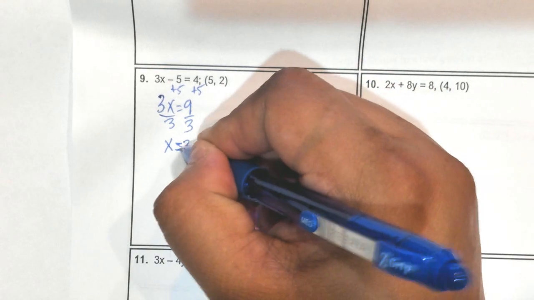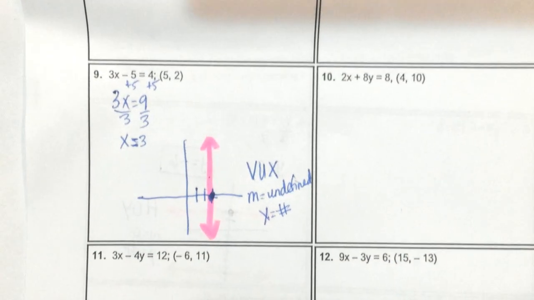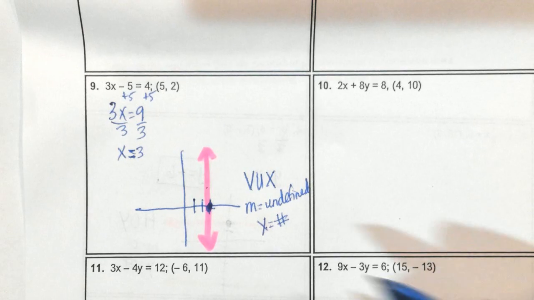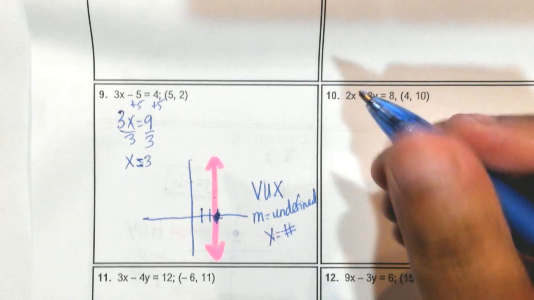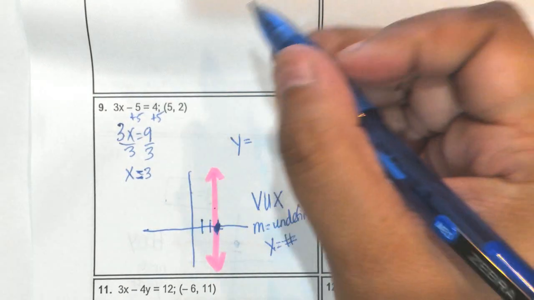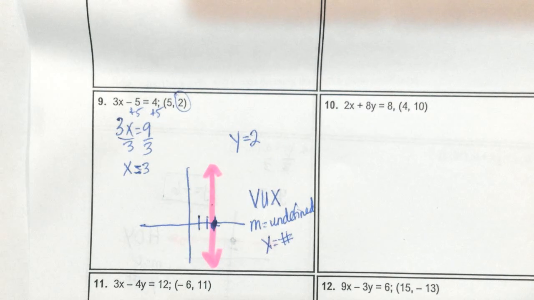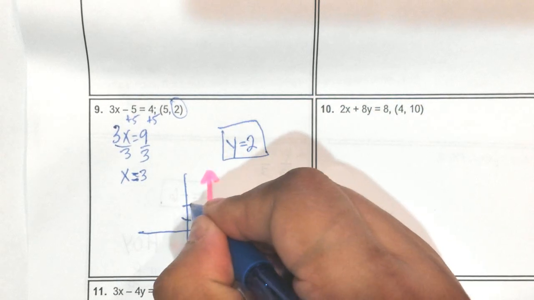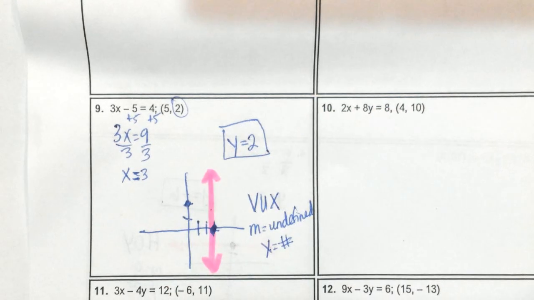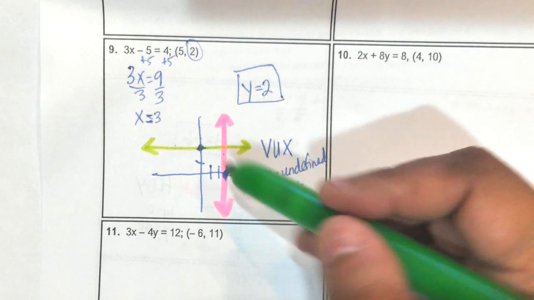However, I'm going to throw a wrench in the plan because my line is perpendicular to this line. Perpendicular means I have to cross it. That means I have to have a line going horizontal. So I need a y equals. And so what does y equal? Y equals 2 because this point is on my line. So y equals 2 will be that horizontal line that's perpendicular to my vertical line, because I told you perpendicular to a vertical is a horizontal.